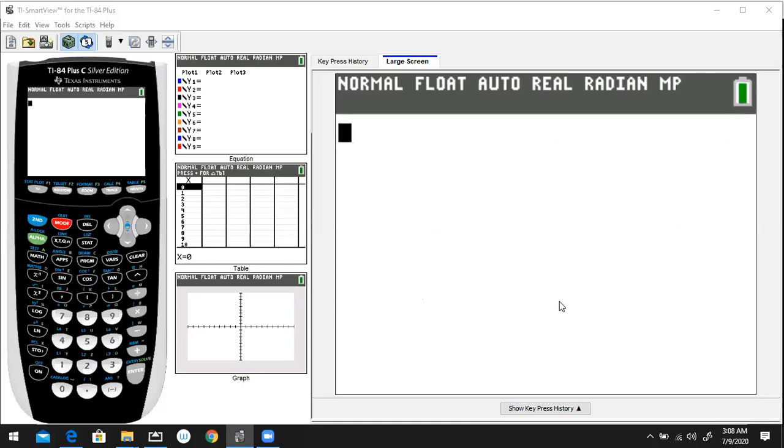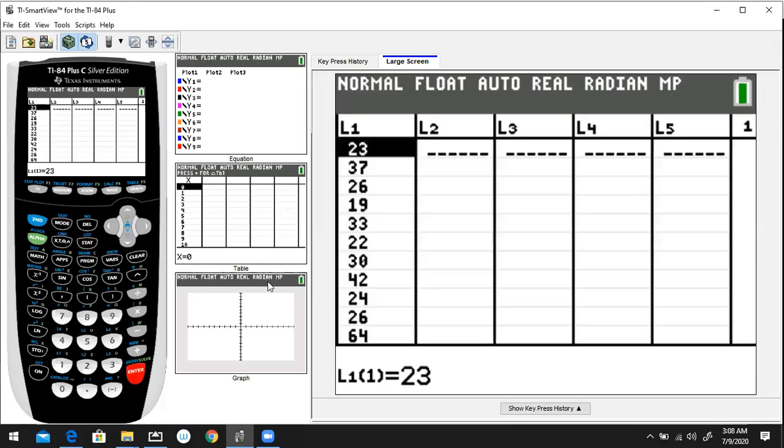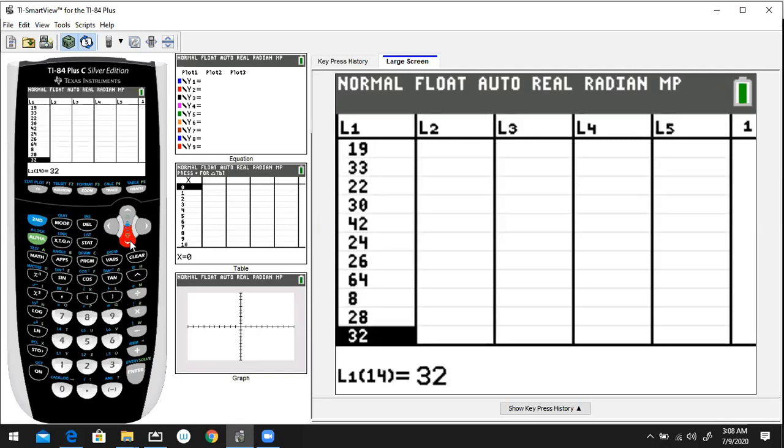So this is the calculator. How are we entering the data? We need to go to Stat, Edit. We press Enter. As I said, I entered my numbers. They are not in order. I just took them the way I saw them in the question, 23, 37, 26, 19, and go on. So there are 24 scores. I enter all of them.